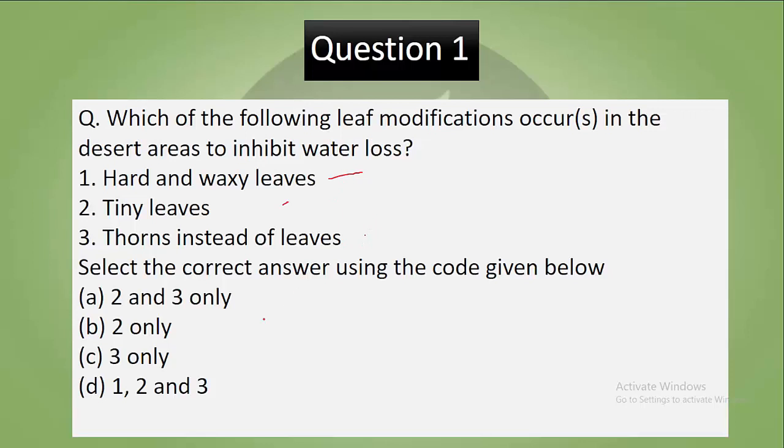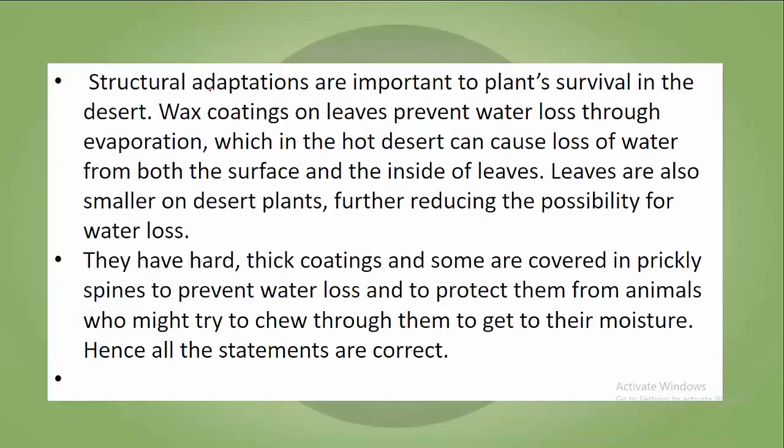So basically the answer to this is D, which is all of the above. Why is it D? Because structural adaptations are important to plant survival in the desert. Wax coatings on leaves prevent water loss through evaporation, which in the hot desert can cause loss of water from both the surface and inside the leaves. Leaves are also smaller on desert plants, further reducing the possibility of water loss.